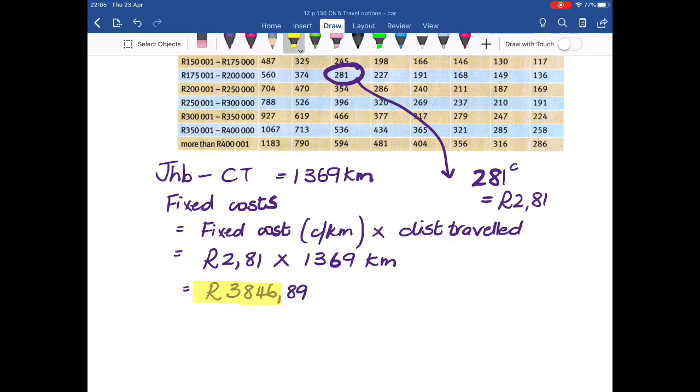Now, very often we don't even consider these hidden costs. And why they're hidden costs? Because it doesn't take into consideration, for example, fuel, tolls, wear and tear, so that is how we will calculate the fixed cost.